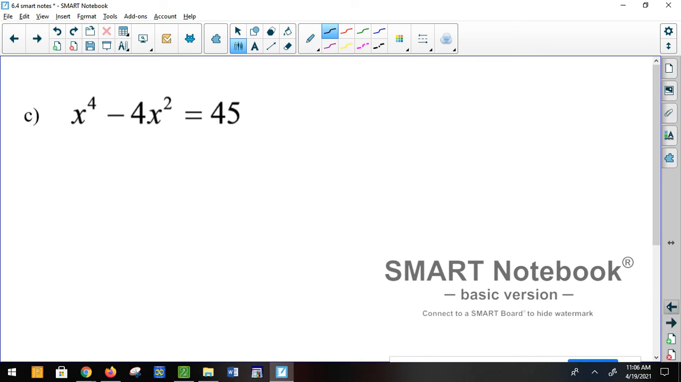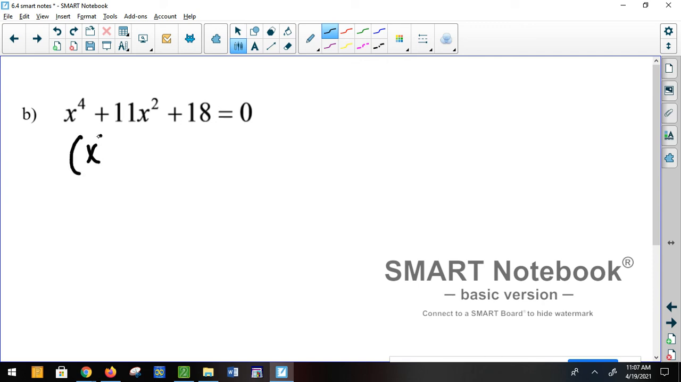So we have two examples left. Let me do one more for you. I'll leave the third one for you to try on your own. And then, like I said, the exit ticket will include an example like that as well. So here we're going to factor first. What multiplies to 18 and adds to 11? It's going to be 9 and 2.